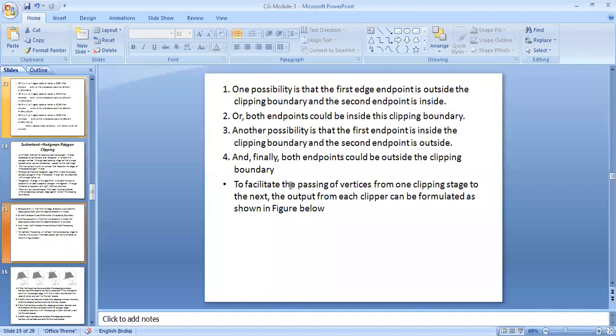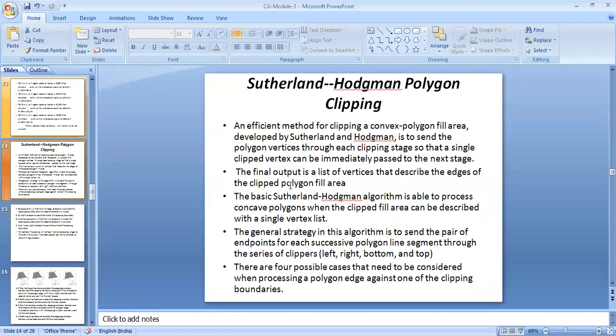What we will be doing in Sutherland-Hodgman clipping is always trying to find the vertices which are at the intersection point and inside the clipping area.